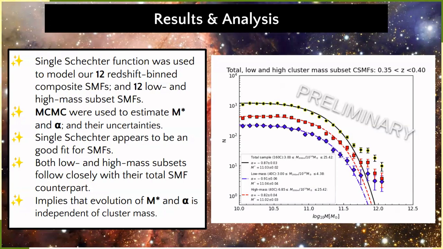Both of the cluster mass subsets appear to follow similar trends in stellar mass, and their Schechter parameters are within 3 sigma of the total cluster-binned sample parameters. So this agreement that we see in each redshift bin implies that the evolution of these two parameters, M star and alpha, is essentially independent of cluster mass in this case.